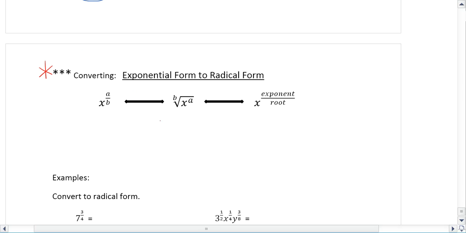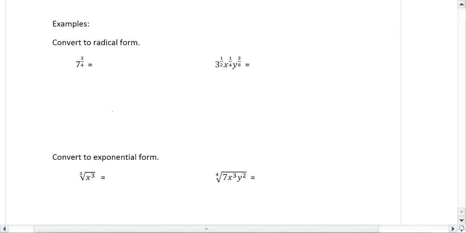So take a minute, write this down, maybe put that in color where you notice that, let's see if I can use this, the red marker here. For the a, the top, the numerator is the exponent, and the denominator is the root. And so use some highlighting or some color and make that really clear in your notes. So let's do a couple examples of each type of conversion.